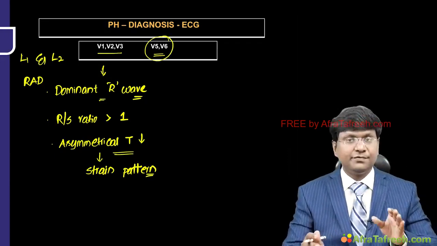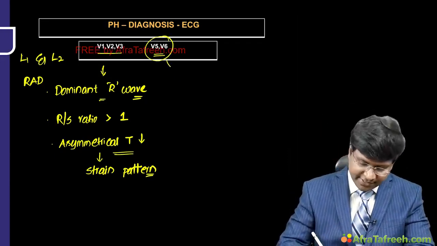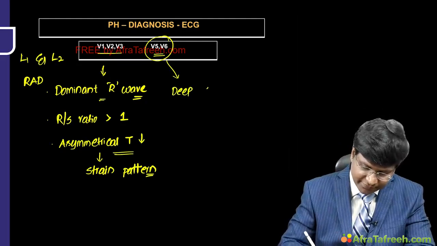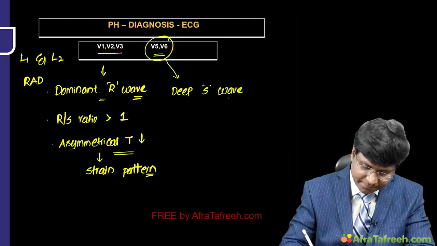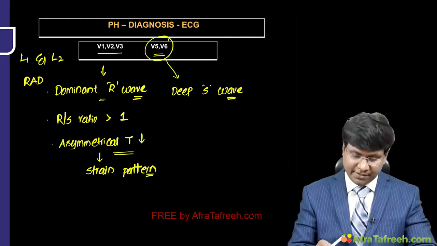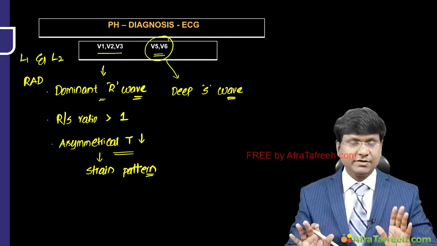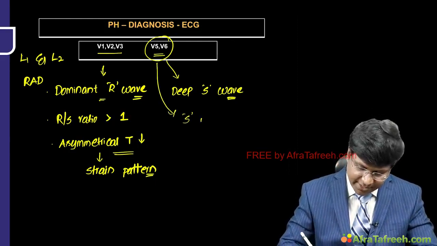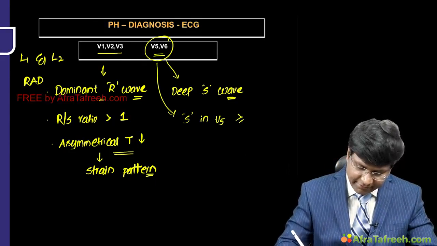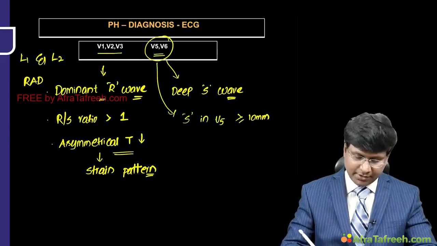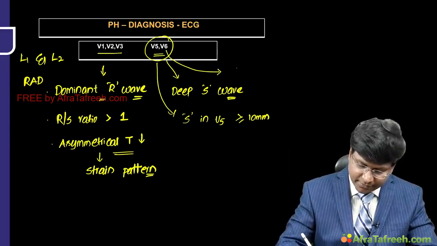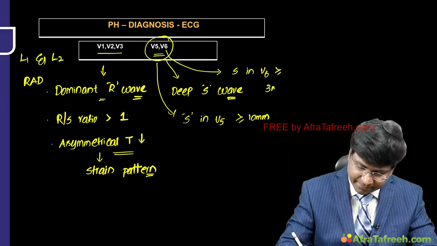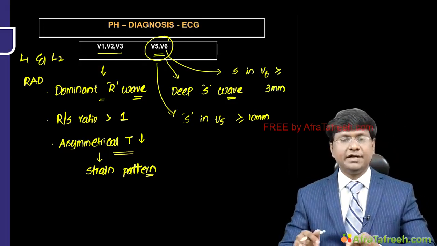Then you take in case of V5 and as well as V6. In V5, V6, you will have the features of right ventricular hypertrophy. That is, you will have the presence of deep S wave in V5 and as well as V6. So these will be the features of the right ventricular hypertrophy. How much will be the depth of the S wave in V5? It will be more than or equal to 10 mm, whereas in V6, the S wave will be more than or equal to 3 mm. Okay, so that will be the depth of the S wave in V5 and as well as V6.